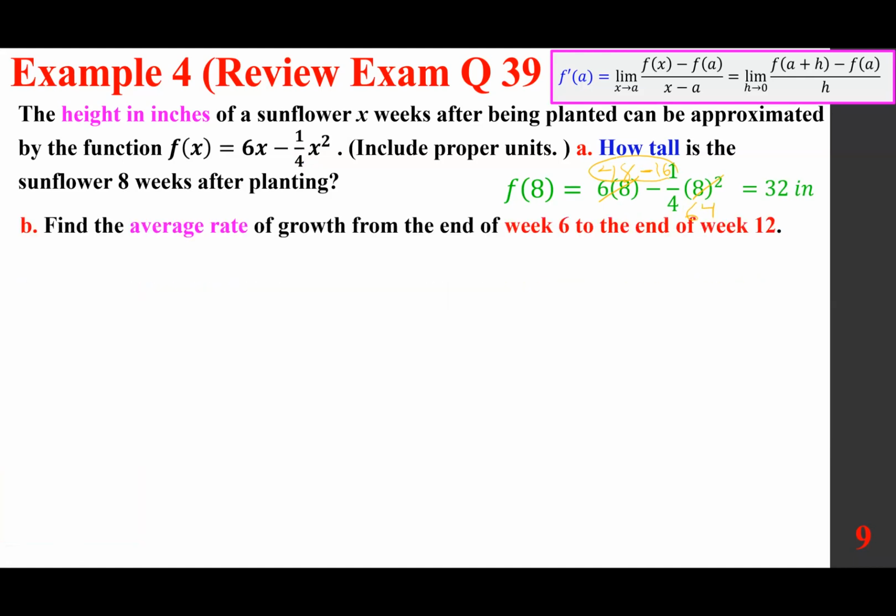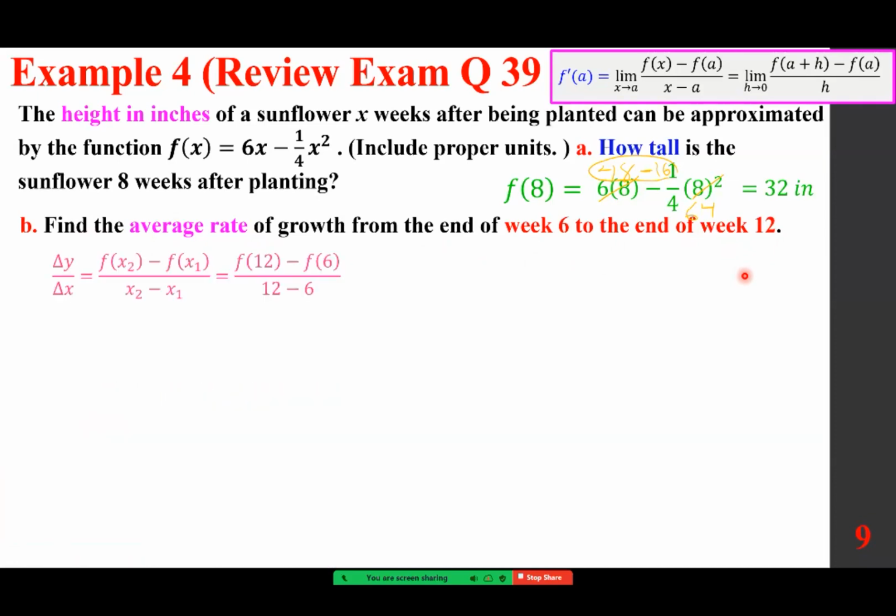Find the average rate of growth from the end of week 6 to the end of week 12. Please understand, because we have 2 points in time, even if they don't mention average, if they said find the rate of growth, since there are 2 points, that means rise over run. Delta y over delta x equals f of x sub 2 minus f of x sub 1 over x sub 2 minus x sub 1, or f of 12 minus f of 6 over 12 minus 6. That's all it means.